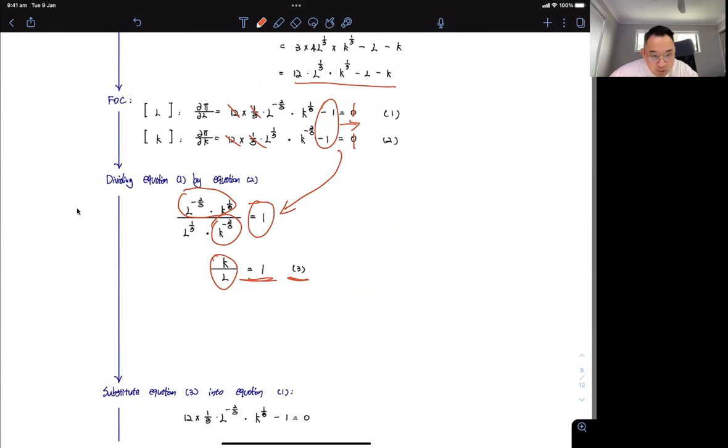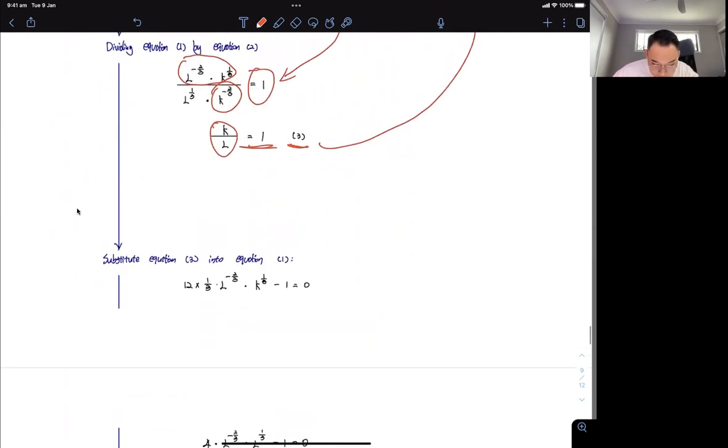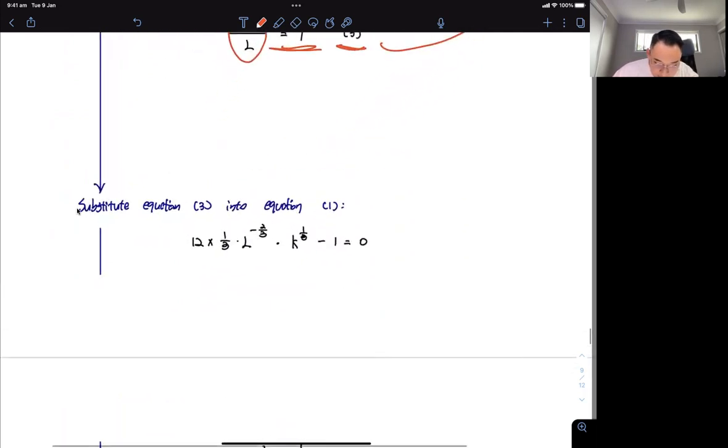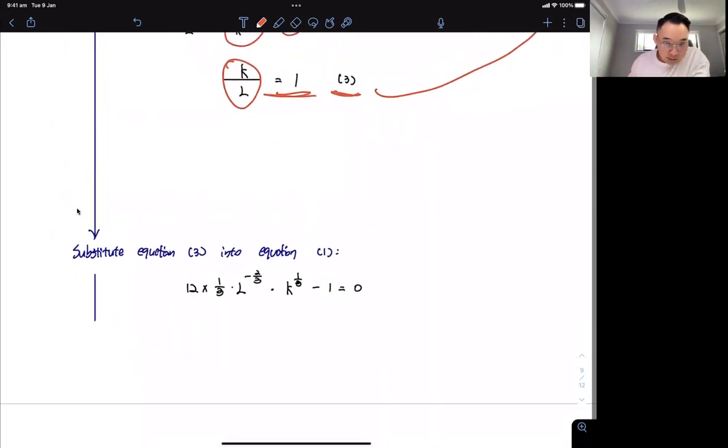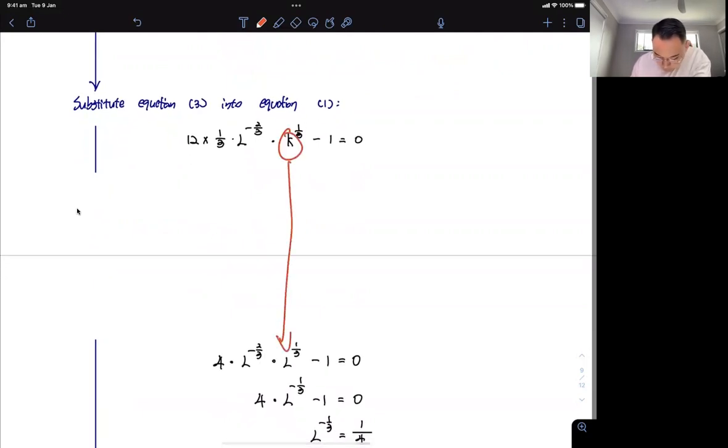So next thing we need to do is substitute equation 3 into equation 1. As you can see, equation 1 says 12 times 1 over 3 times L to the power of minus 2 over 3 times K to the power of 1 over 3 minus 1 equals 0. And we know from equation 3 that K equals L, K over L equals 1. So next we can just substitute K with L. Okay. So we have 4 times L to the power of minus 2 over 3 times L to the power of 1 over 3 minus 1 equals 0.